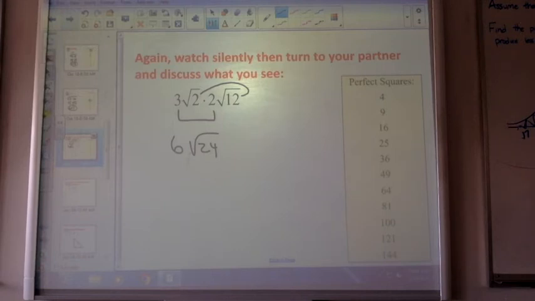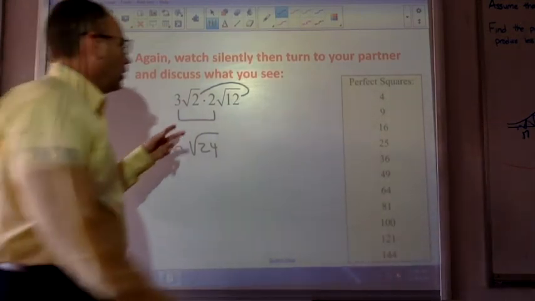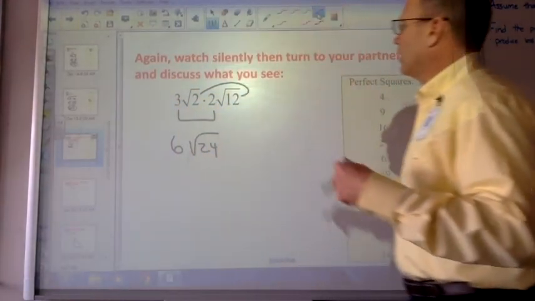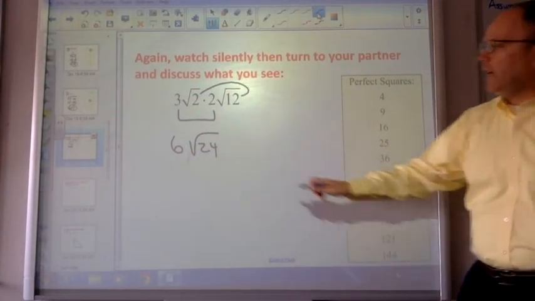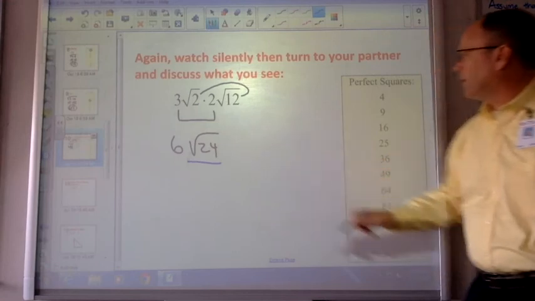I multiplied outside to outside and inside to inside and kept them multiplied together, but I can't multiply a number times a radical. Oh, I see. So you multiply the 3 and 2, which is 6, and then you put 24 under the radical. All right, now I'm looking at this part only.